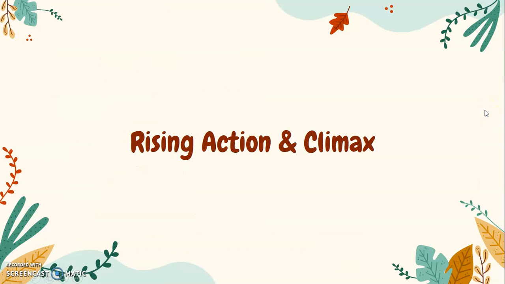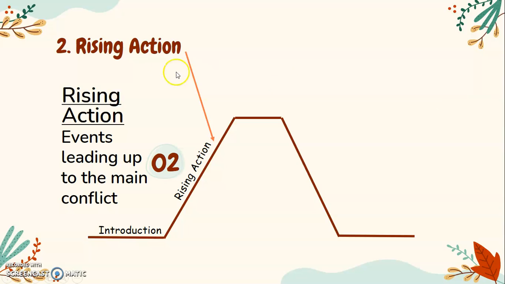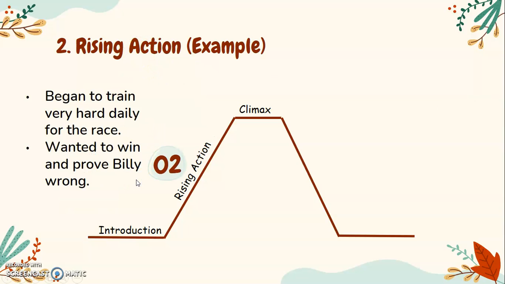So we're going to talk about rising action and climax. Rising actions are events leading up to the main conflict. For example, the main character, Max, began to train very hard daily for the race. He wanted to prove the bully, Billy, wrong. So this one is the rising action.